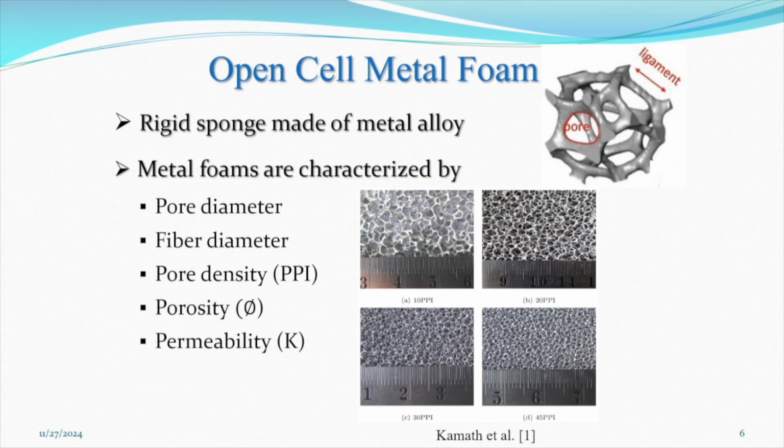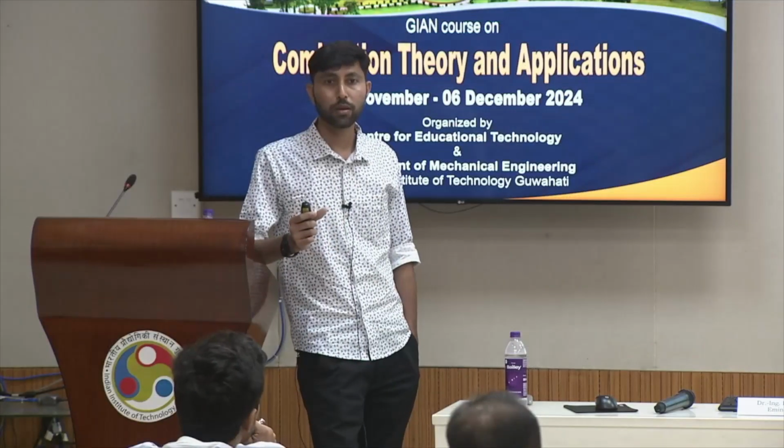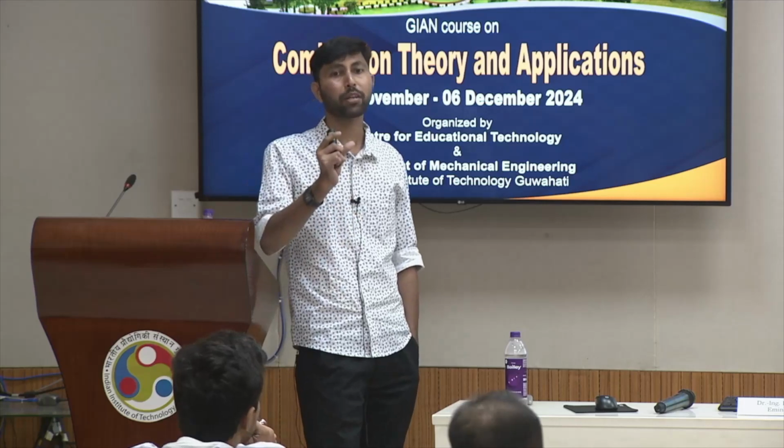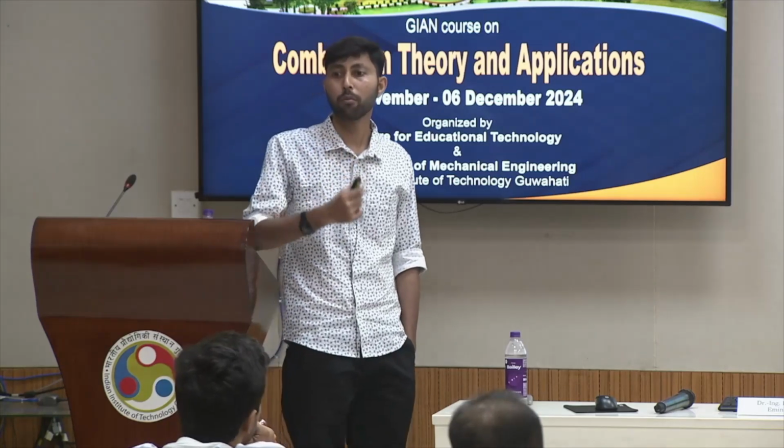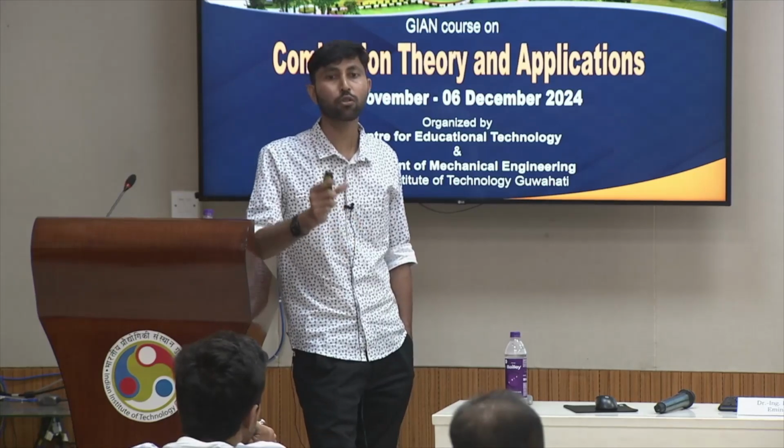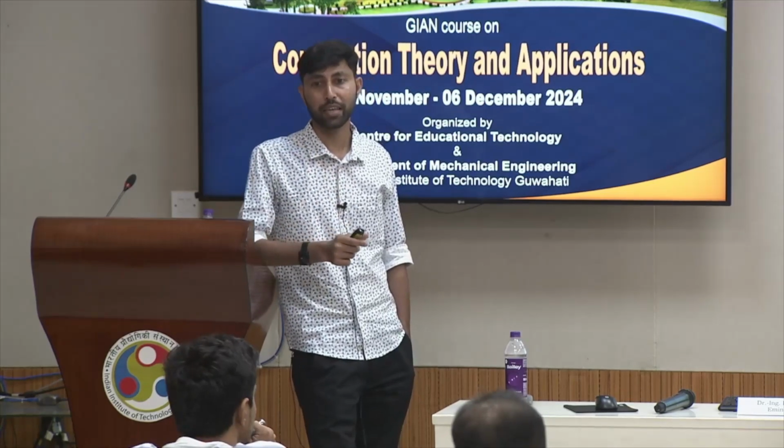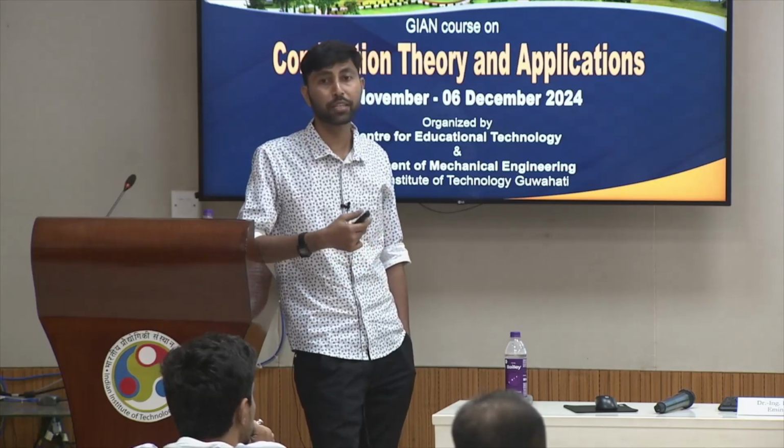Another property is pore density. What does pore density mean? It is referred to as pores per inch, PPI. Per inch, how many pores are available? As you can see in this second figure, figure A represents 10 PPI, B 20, C 30 and D 45. If you consider the first one, 10 PPI means 10 pores per inch. If the pore density is lesser, the pore diameter will be larger. If you go to higher pore density, as in the 45 case, the pore diameter will be lesser. This plays a major role in heat transfer enhancement.